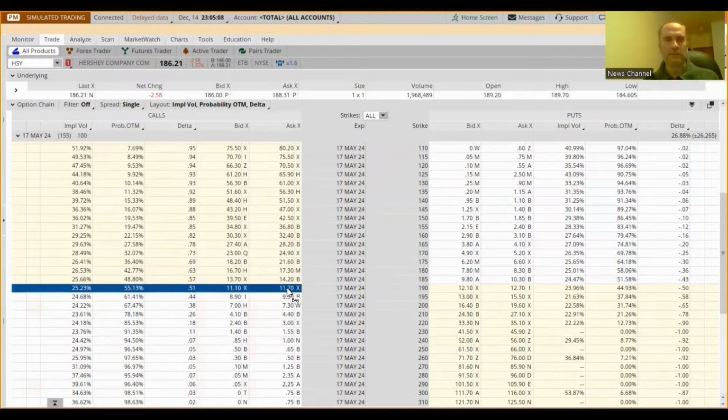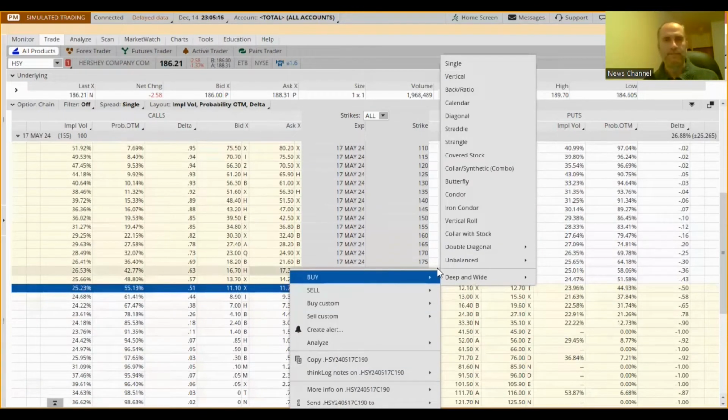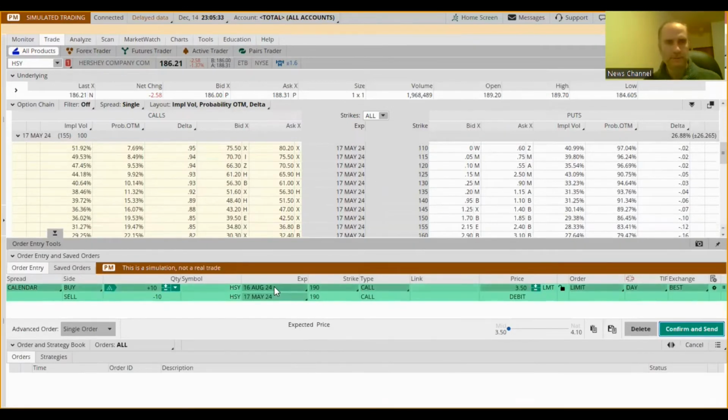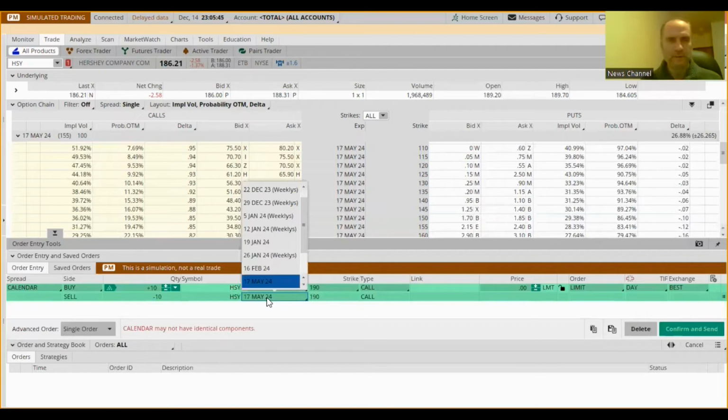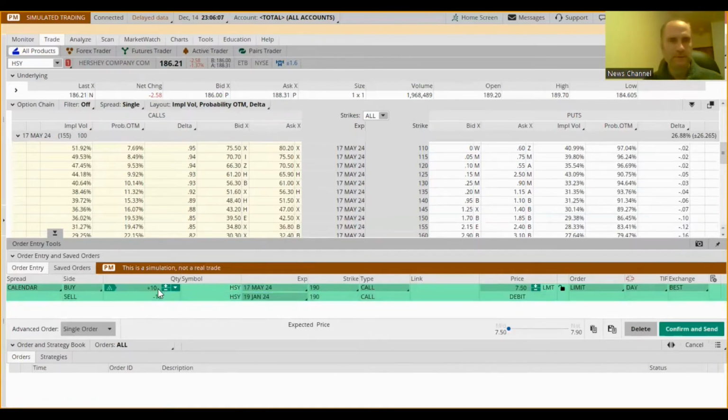So right click, buy, go to calendar. I'm going to change this to May 24, and I want the sell to be around 30 days away. So it's December 14th. Closest will be anywhere from 30 days to the very next available option, which would be January 19, 2024. So I'm going to select that. Now I'm going to change this to 1. So I want to do 1 option. Change both of those to 1.